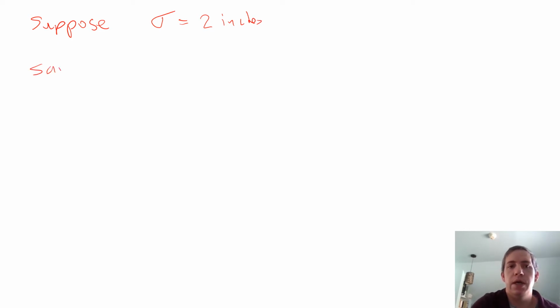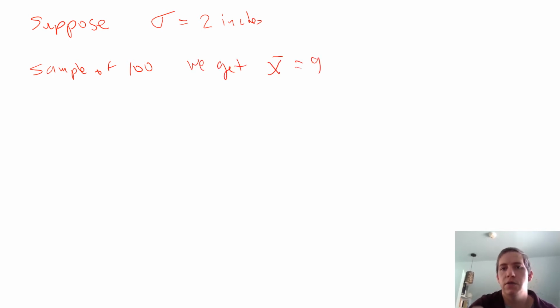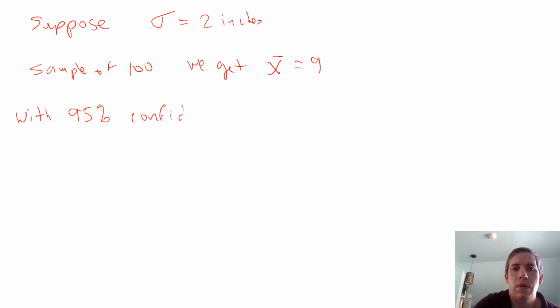So we're going to try to predict using 100 of whatever the animal is. And let's say we get a sample mean of 9 inches. So we got a sample mean of 9 inches, and let's say we want to predict the actual population mean with 95% confidence. So with 95% confidence, let's estimate the population mean.